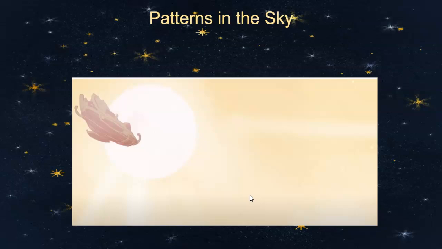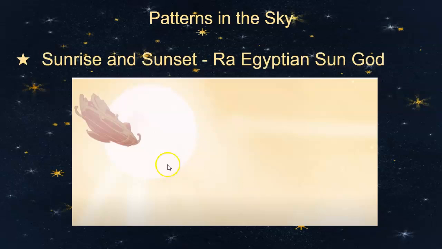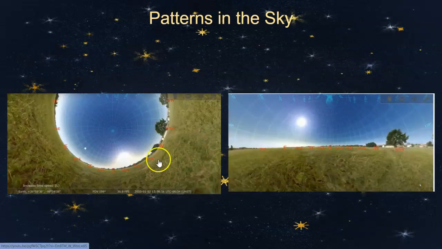Okay, so patterns in the sky. We watched these different sky pattern stories. First, we're going to talk about sunrise, sunset. Yes, that was Ra, the Egyptian sun god. And what we noticed, besides the solar eclipse, which we'll come to later in this unit, is that the sun moves across the sky. That's what his sunboat was describing. But in real life, the sun moves across the sky.